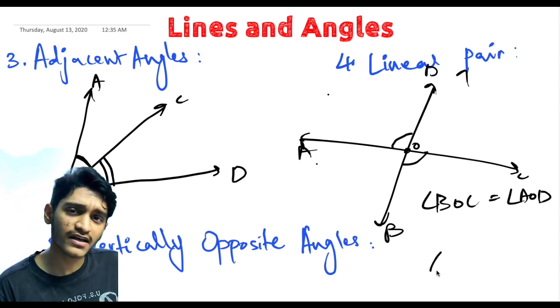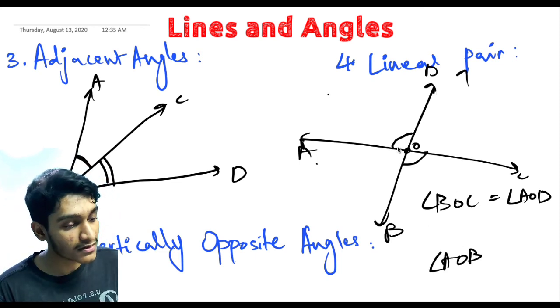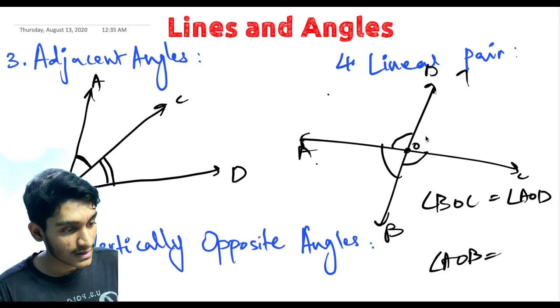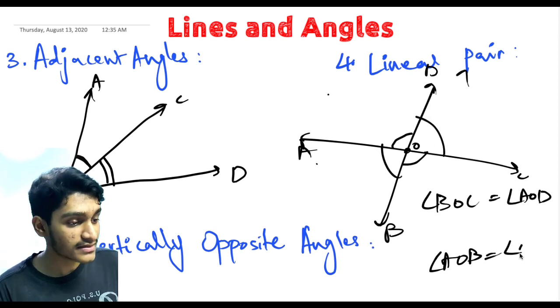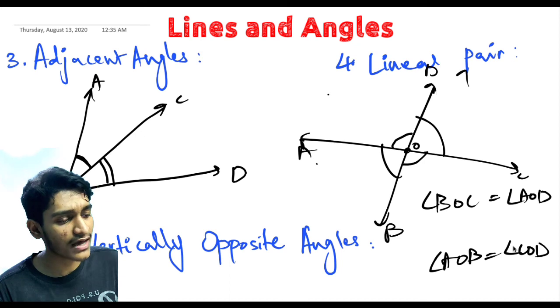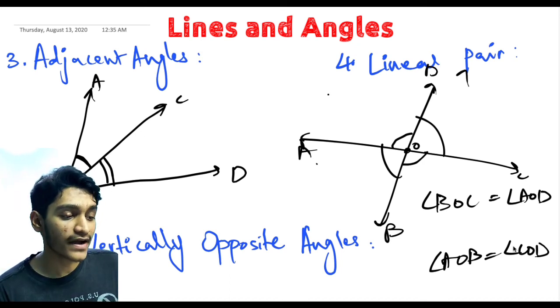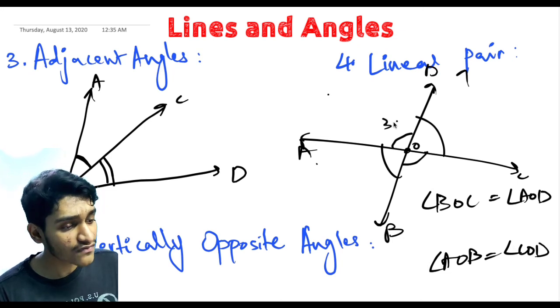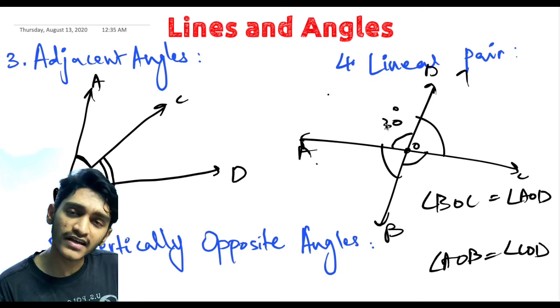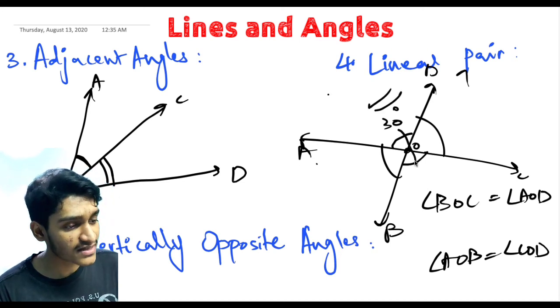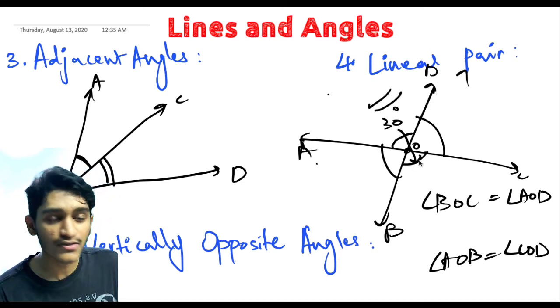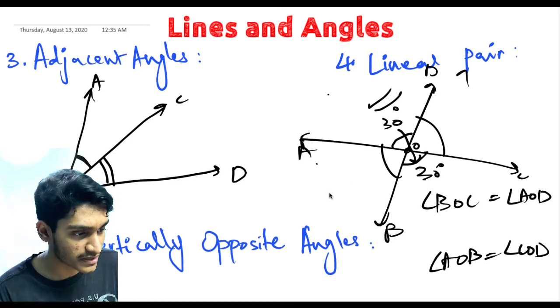Now what are the remaining vertically opposite angles? Angle AOB, which is this over here, is equal to angle COD, since they are vertically opposite angles. So you can use this property to find vertically opposite angles. If one of the angles is given as 30 degrees, then what is the other angle BOC? According to vertically opposite angles, the angle vertically opposite to this angle is also 30 degrees.